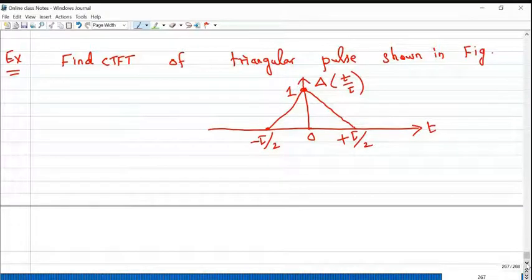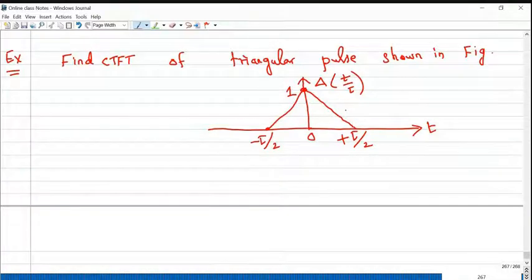For this signal, you have to find the Fourier transform. In the previous signal, a rectangular pulse, the magnitude of the signal is constant: minus tau by 2 to tau by 2, x of t magnitude 1. It's very simple. But in this problem, from minus tau by 2 to 0 it is an increasing slope, and from 0 to tau by 2 the slope is like this. So we cannot do the integration in a single step. First, we have to write down x of t from minus tau by 2 to 0, and from 0 to tau by 2.